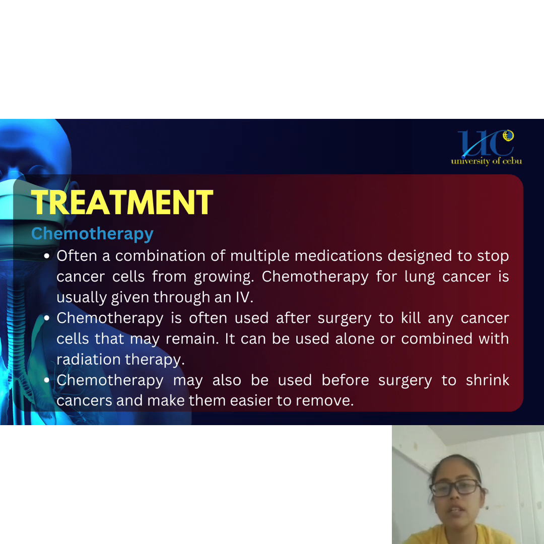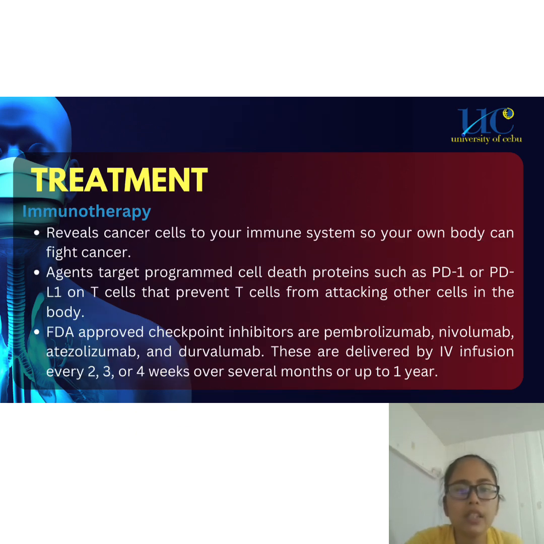Chemotherapy for lung cancer is usually given through an IV. It is often used after surgery to kill any cancer cells that may remain. It can also be used alone or combined with radiation therapy. Chemotherapy may also be used before surgery to shrink cancer and make it easier to remove. Also, here we have immunotherapy that reveals cancer cells to your immune system so your own body can fight cancer.